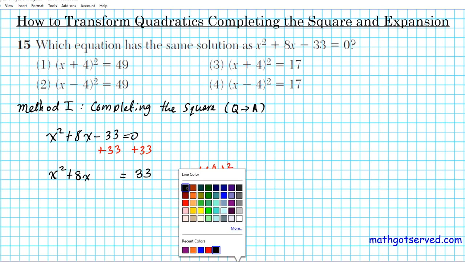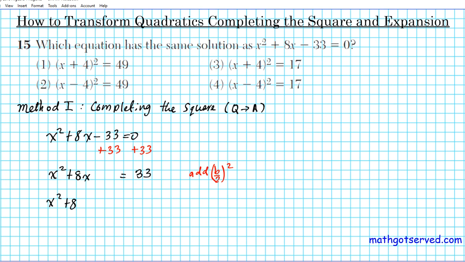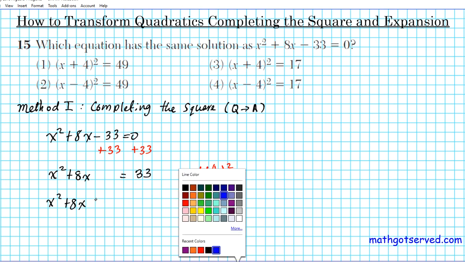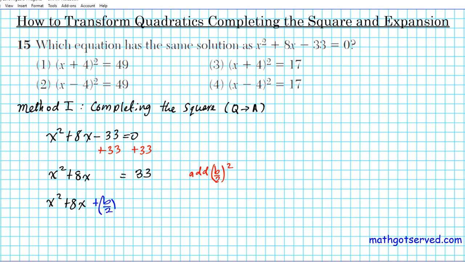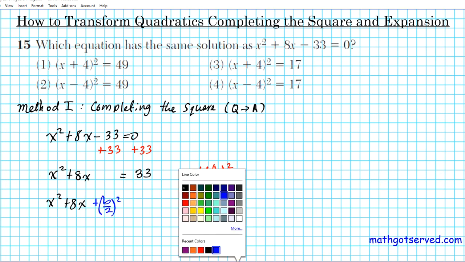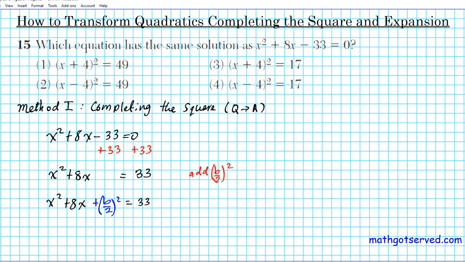Okay, let's do it. So we're going to have x squared plus 8x plus b over 2 squared. And then we added that to the left side, so we do the same to the right side: 33 plus b over 2 squared. So what on earth is b over 2? If you look at this equation, the coefficient of x squared is a, and the coefficient of x is b. B is 8. So when you divide it by 2, that gives us 4. So b over 2 squared is 4 squared, which is 16.